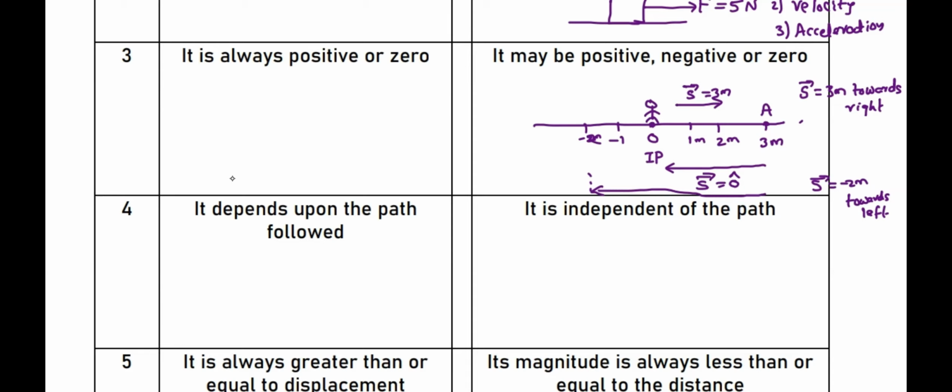That's why the displacement may be either positive or negative or 0. And if you observe here, the distance depends upon the path followed, because we are measuring the length of the path travelled by the body. So it depends upon the path. While coming to displacement, it is independent of the path. Why is it independent of the path? It depends only upon the initial and final position.